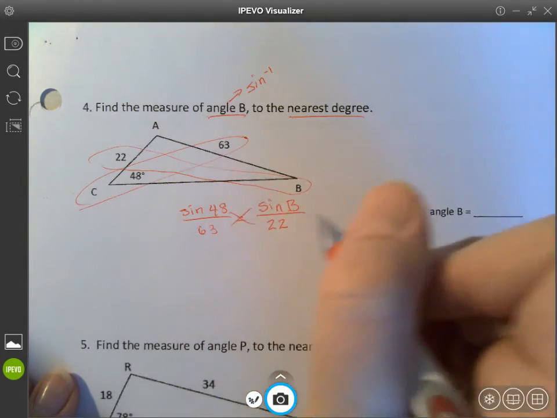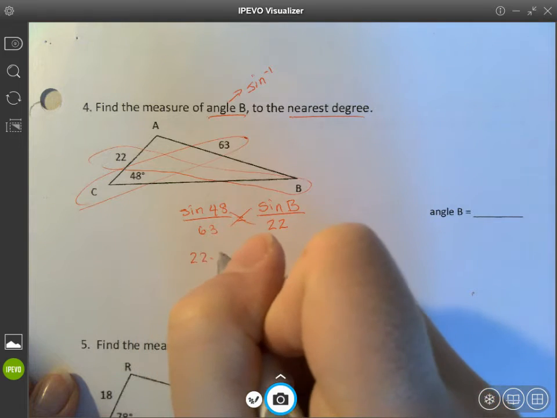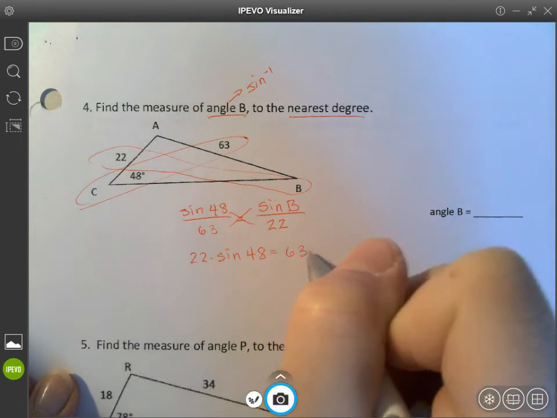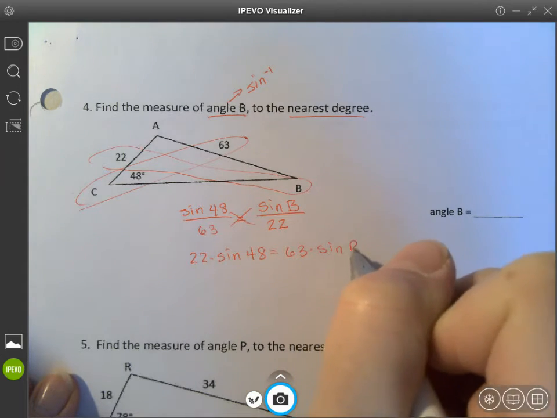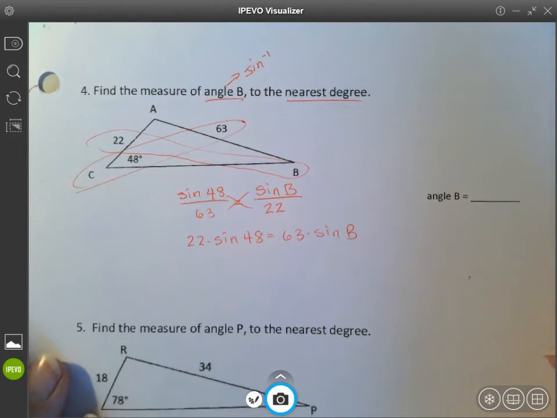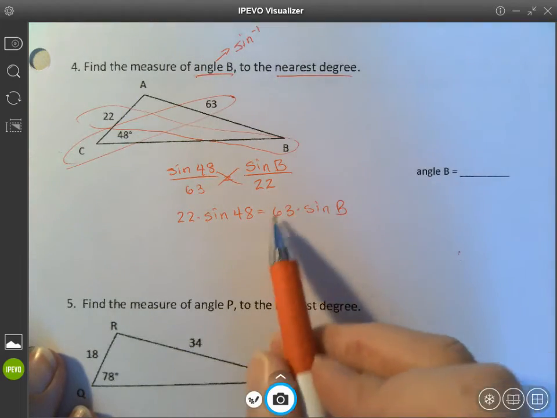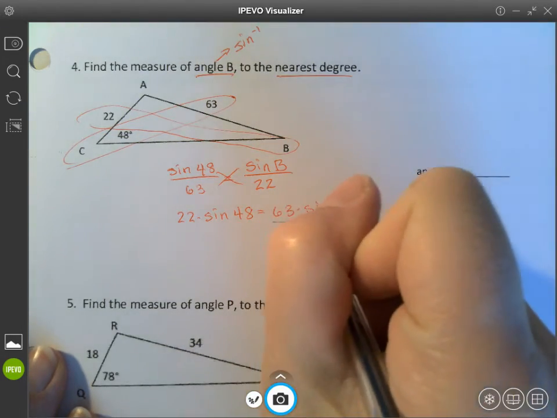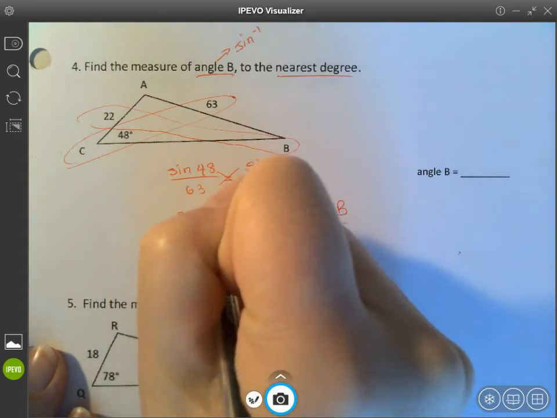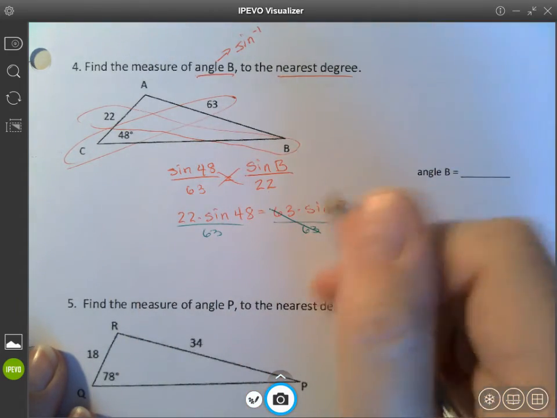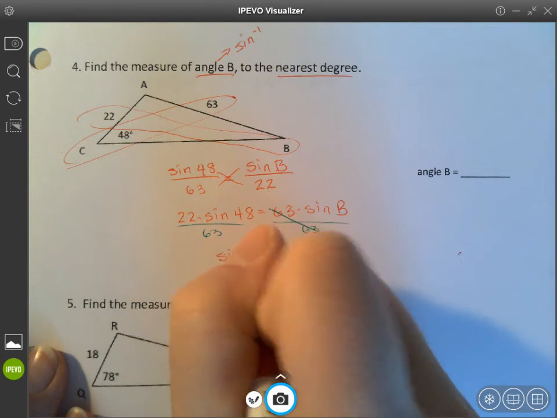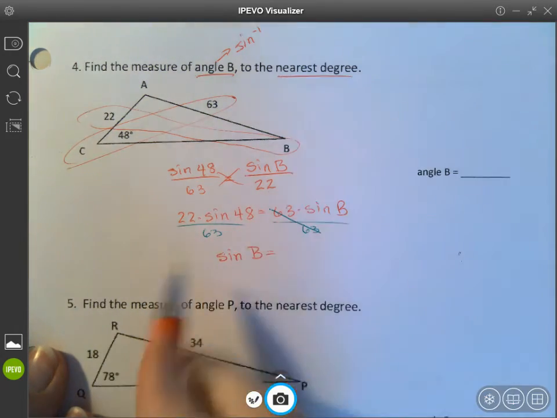So let's cross multiply. It'd be 22 times sine 48 equals 63 times sine B. Okay, so that's what's different. I don't have a missing piece, it's sine B. So I am still dividing, I'm just dividing by a number. And sine B is just hanging out waiting for me to deal with it. So keep that sine B and let's see what it equals.